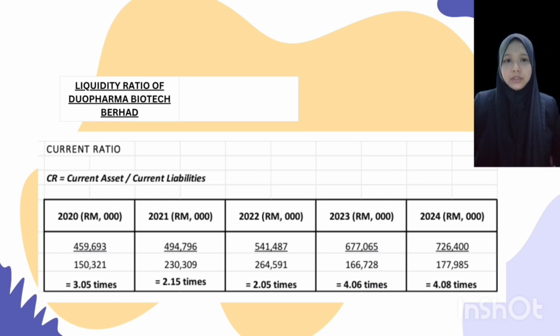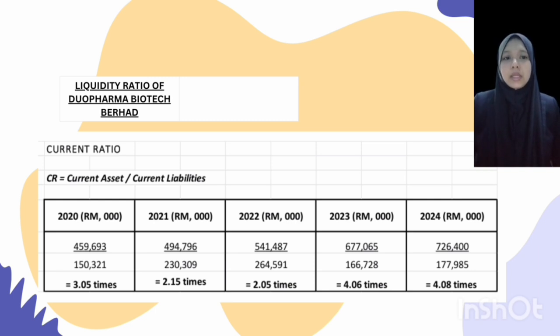Thank you. Now the liquidity ratio analysis for Duo Pharma Biotech Berhad. Let's start with the current ratio. This ratio shows how many times the company's current assets can cover its current liabilities. In 2020, the current ratio was 3.05 times, indicating a strong liquidity position.